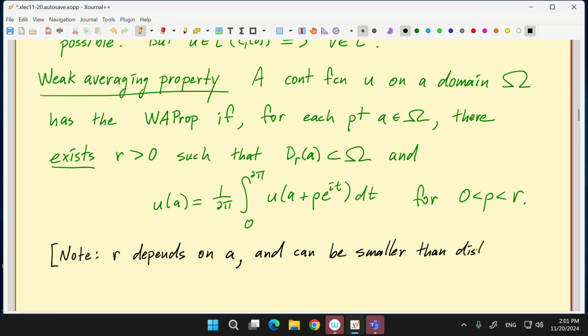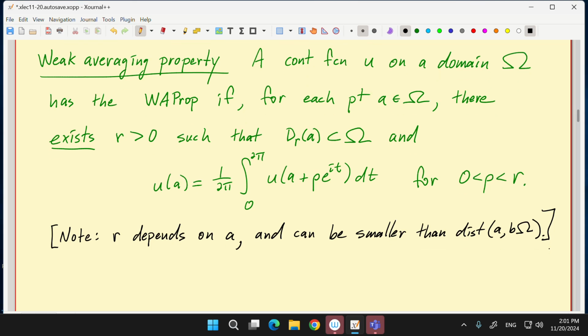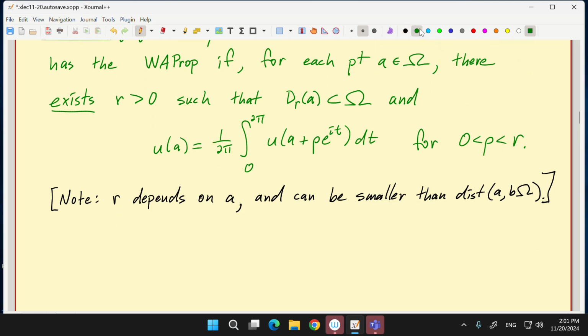The distance from A to the boundary of omega, or the complement of omega, whichever you prefer. Okay, well, the theorem is that the weak averaging property implies harmonic. And the proof we've already sort of done. There's just one little catch.